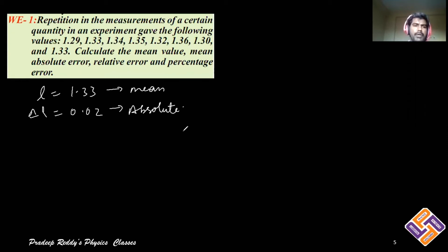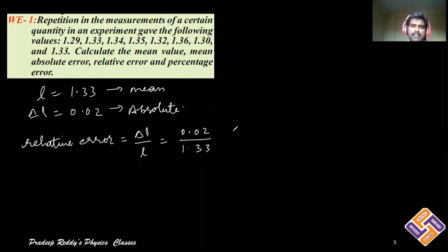Now how to find the relative error? Relative error is equal to delta L divided by L, which is 0.02 divided by 1.33. If you find this relative error, you will be getting nearly 0.01503. This should be rounded off to 2 decimals. So you can write it as 0.02, and this can be plus or minus.